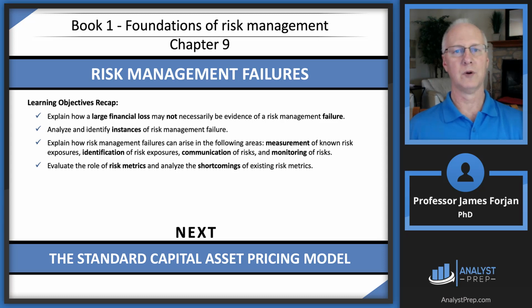And that takes us through this chapter 9. We explained large financial loss might not be evidence of failure. We talked about instances. We did the measuring and the identifying, and we talked about risk metrics. So that sounds like we covered all those learning objectives in this reading. Next up, we're going to get our calculators out and do some math with one of my favorite models of all time, the capital asset pricing model.